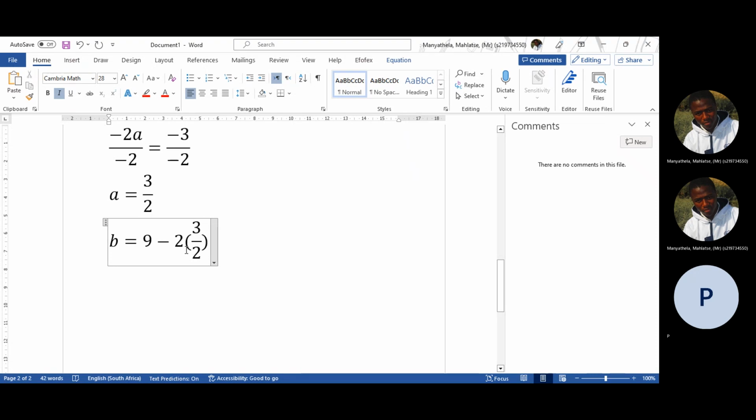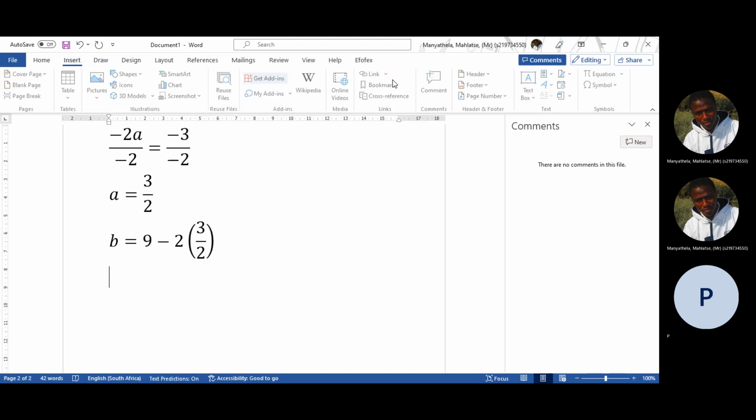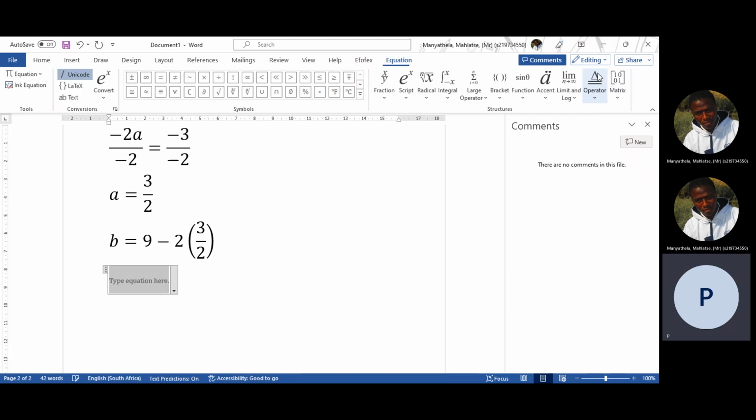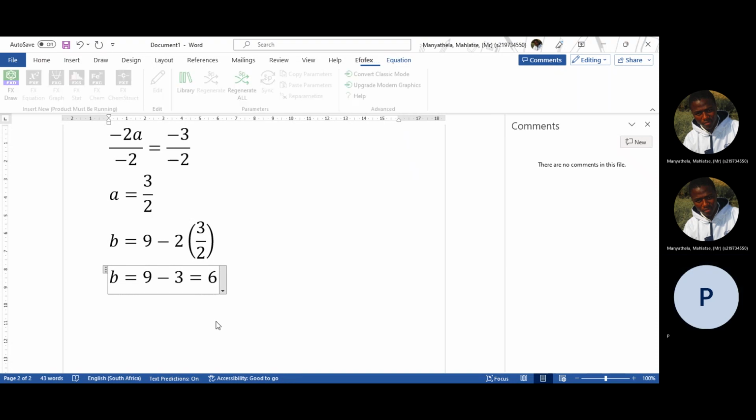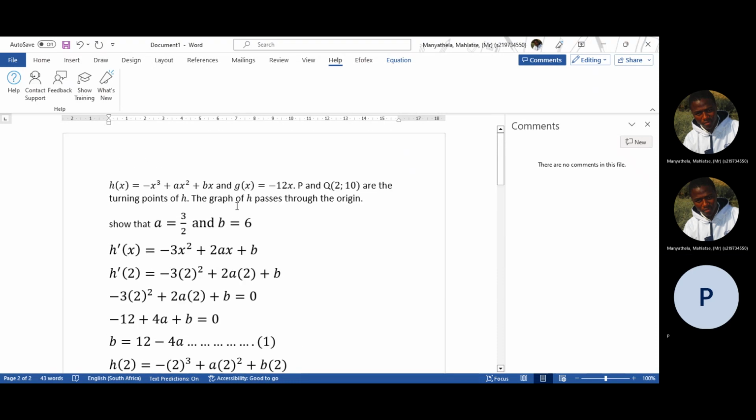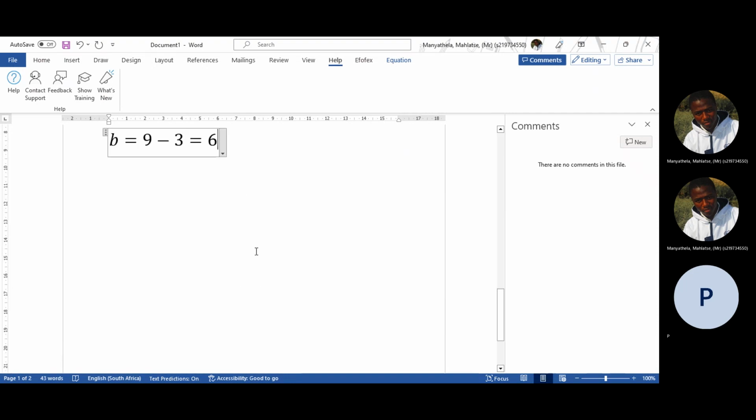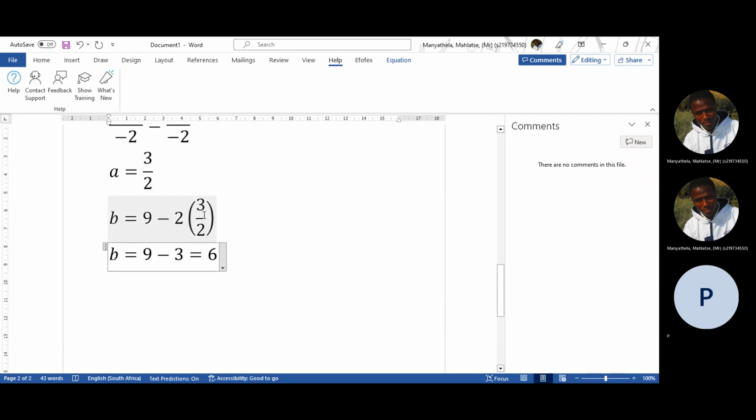If you check, 2 and 2 will cancel. So we're left with b equals 9 minus 3. What is 9 minus 3? It's 6. So you've answered your question: show that a equals 3 over 2 and b equals 6. Now you're ready to proceed to the next question.